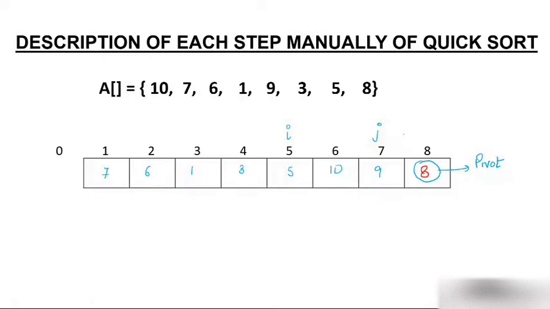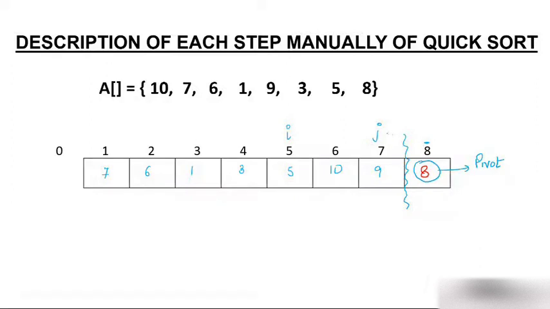Will I increment J? No, I'll not increment J anymore, because J will move till the element less than pivot. Since the pivot index is the 8th index, I can move J only till the index less than the pivot index. Okay, so our loop will stop here.